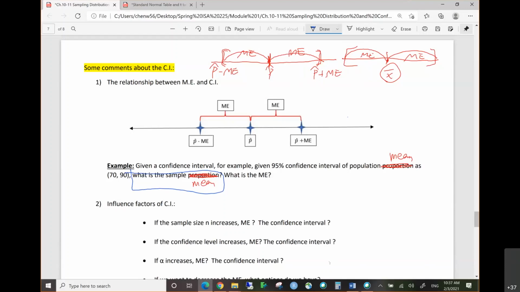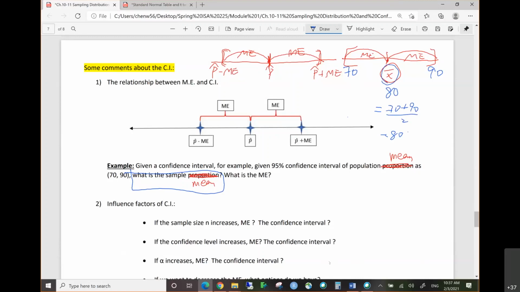We say we have a 95% confidence interval for the mean, which is from 70 to 90. Then what will be the sample mean? Is it 80? 80, right? Because the sample mean is in the middle of the confidence interval, right? So the midpoint will be just 70 plus 90 divided by 2, which is 80. Got it? Thank you.